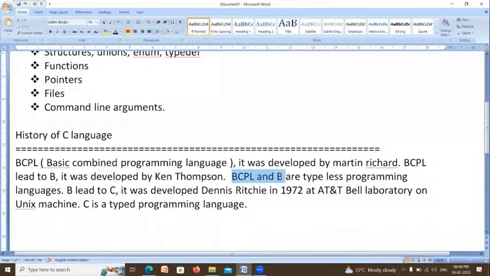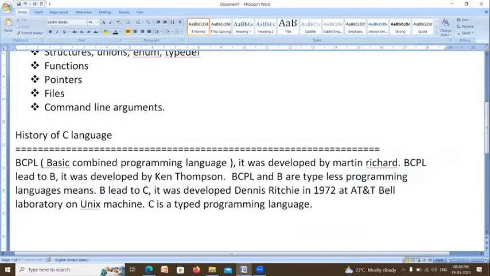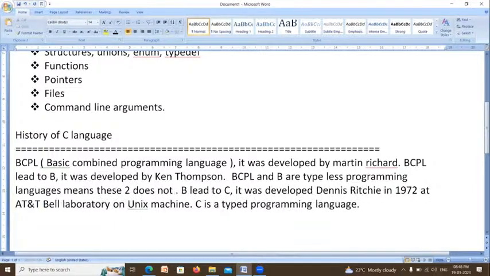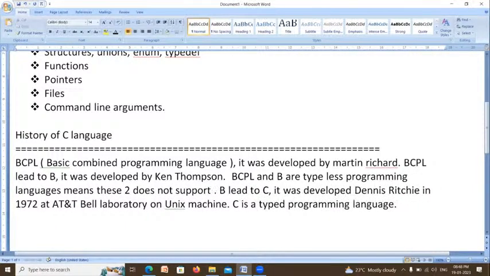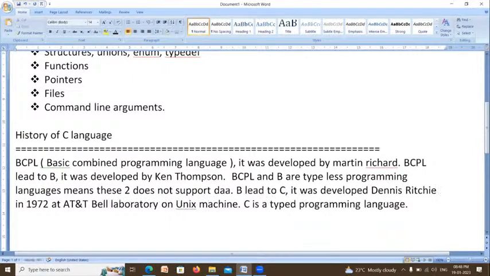Now BCPL and B, these two languages are called typeless programming languages, which means they don't support data types. What is the meaning of this? Those two do not support data types.